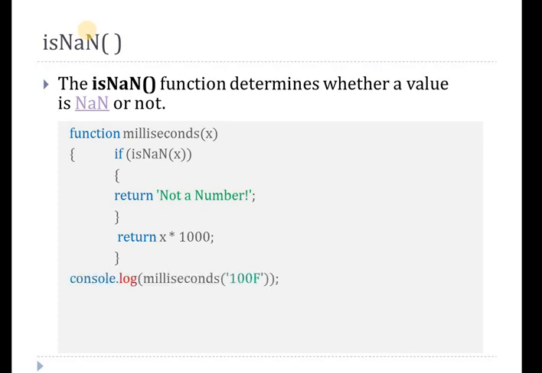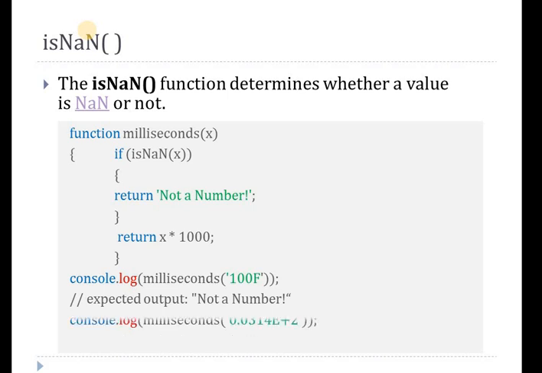Now let's see if I call this function with the argument 100f. So what will happen? It is not a number because 100f is not a number. Now let's see this: 0.0314, which is represented in exponential form. Okay, so the output is 3140.